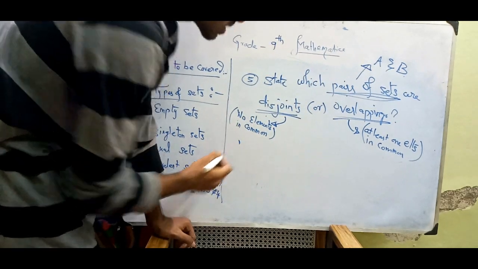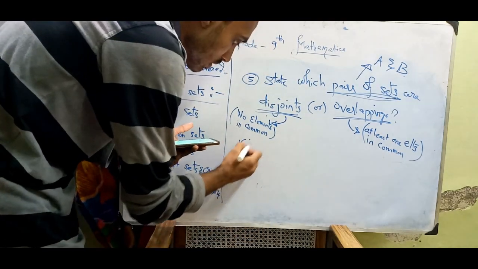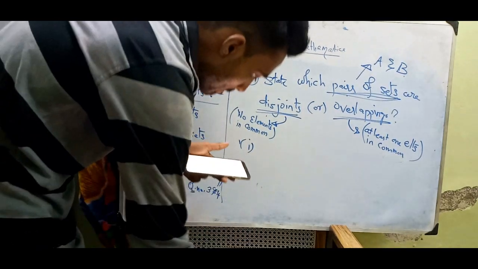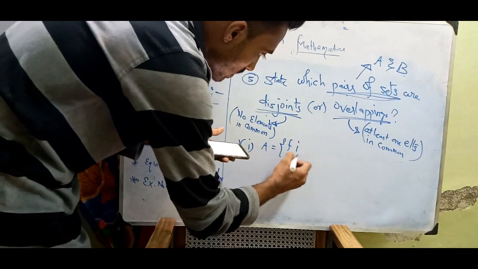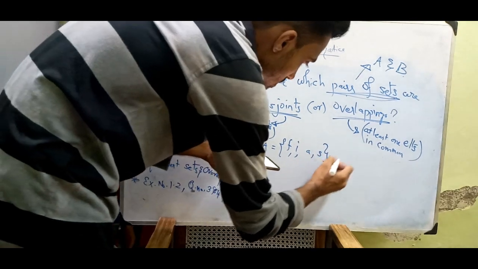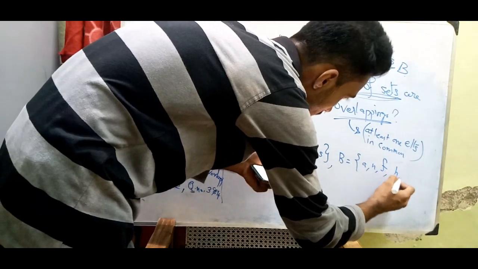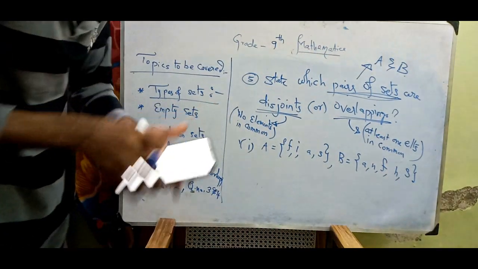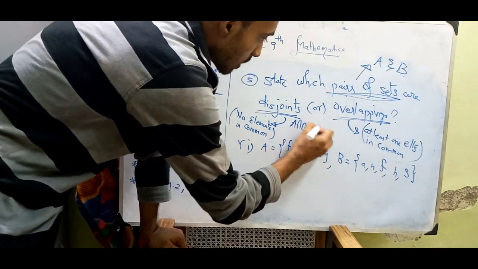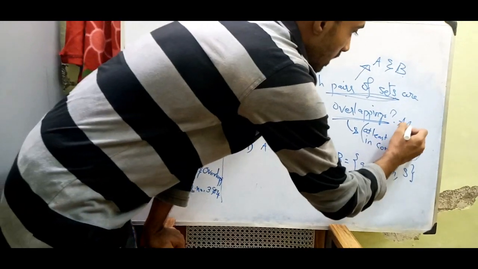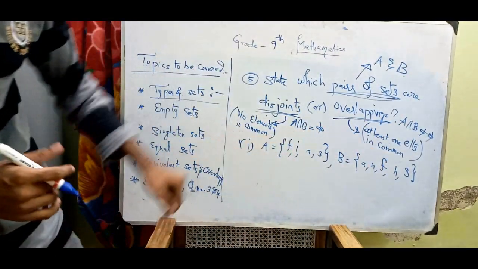Okay, so here the question is, I write the first question. First question is not a huge one, it is quite easy. So A equal to f, i, a, s and B equal to a, n, f, h, s. The symbol here I use for disjoint set. A intersection B should come empty. Here A intersection B should not come empty. Okay, so this is non-empty and this should be empty.